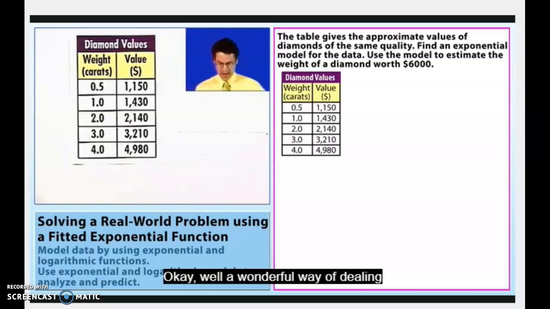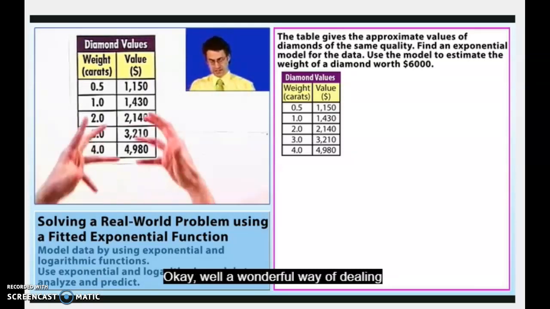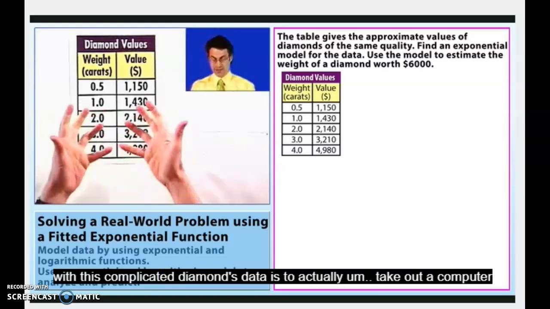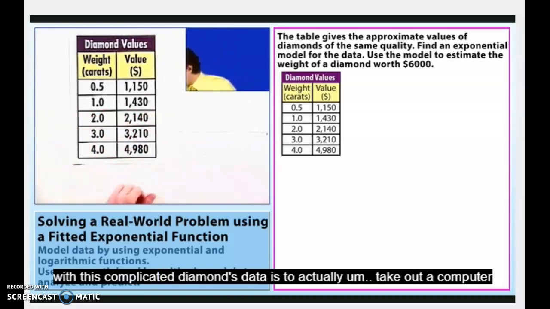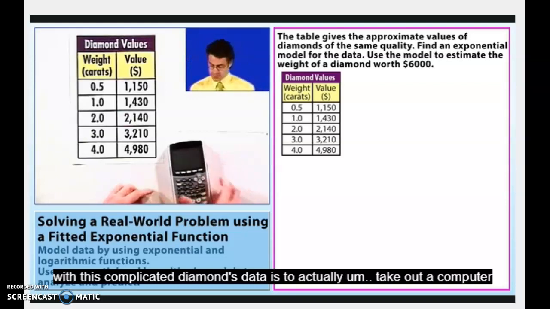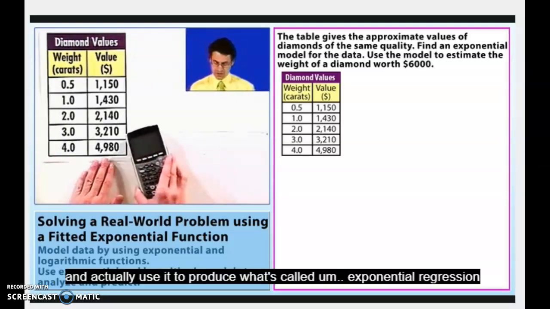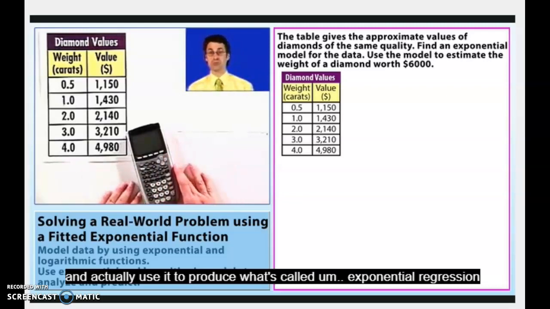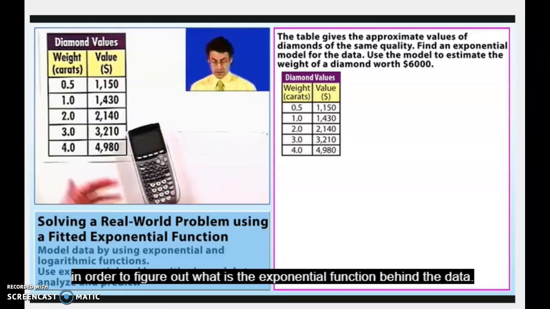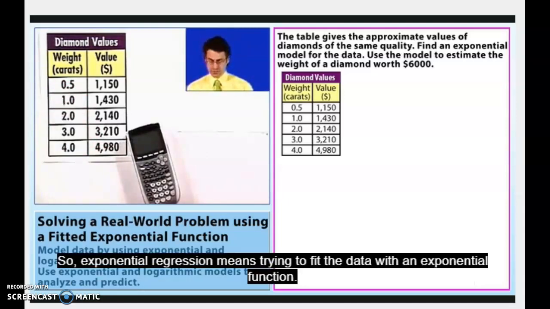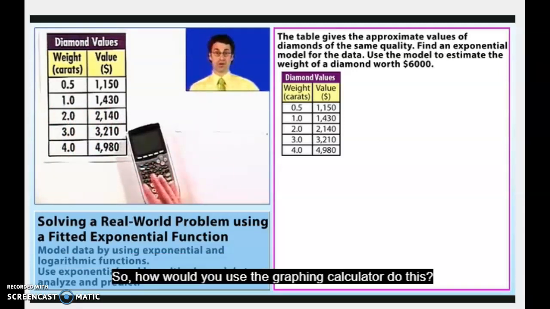Okay, a wonderful way of dealing with this sort of complicated diamonds data is to take out a computer or a graphing calculator and use it to produce what's called exponential regression, in order to figure out what the exponential function behind the data is. Exponential regression means trying to fit the data with an exponential function. So how would you use the graphing calculator to do this?